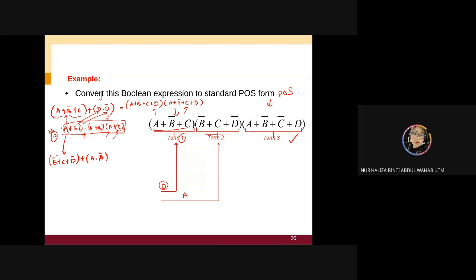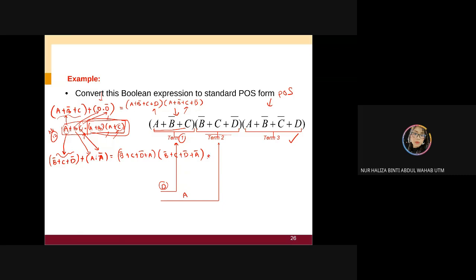This will be my A. And this will be my B. This will be my C. So I'm going to get this form because I want my POS, right? So my A will be B bar plus C plus D bar, plus with my B. What is my B? It is A here. And I have another one, B bar plus C plus D bar for my A. Adding with my C will be A bar.